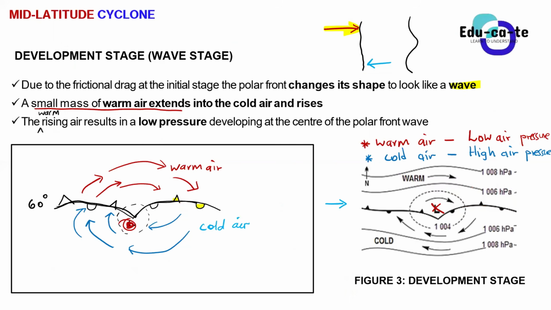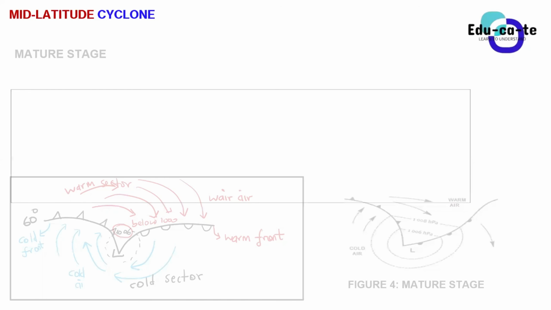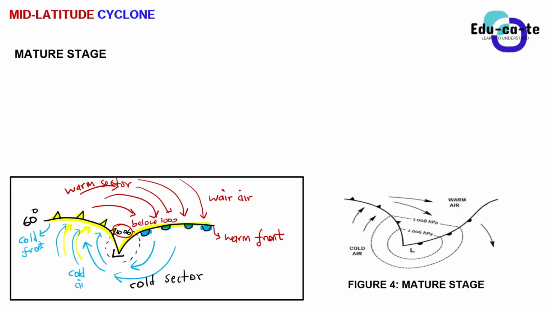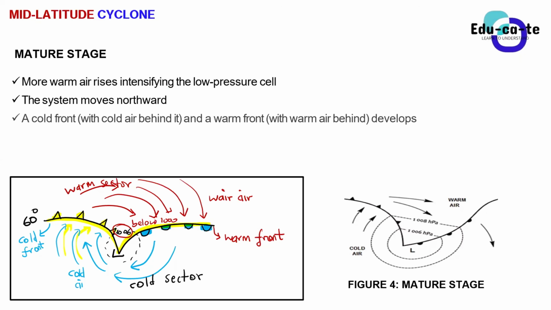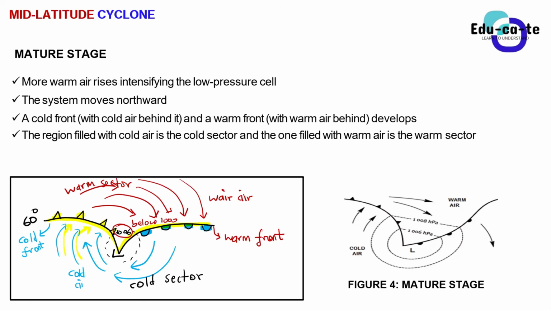All right, but the moment you get to the mature stage, that is when you start having a cold front, you start having a warm front. And if you're having a cold front and a warm front, that's when you can have a region that is filled with cold air, known as the cold sector, and a region that is filled with warm air, known as the warm sector. So during the development stage of a mid-latitude cyclone, we do not consider any warm sector or cold sector. We can only see that present in a mature stage of a mid-latitude cyclone. Are we together, Trev?